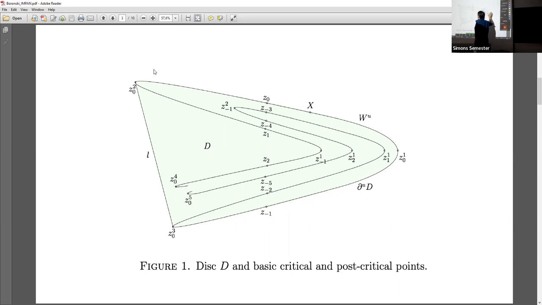In the next iteration, this again gets flipped. So this is your second iteration of your critical point, and then it gets flipped again, but because you have expansion here, you're already here, that's the third iteration, and so on. And then it works like that with all other critical points.